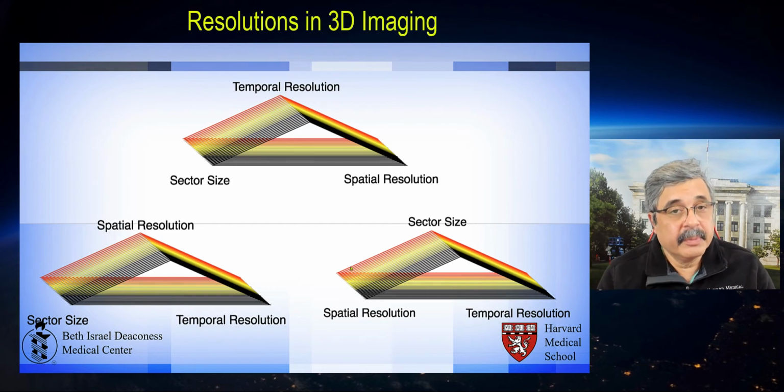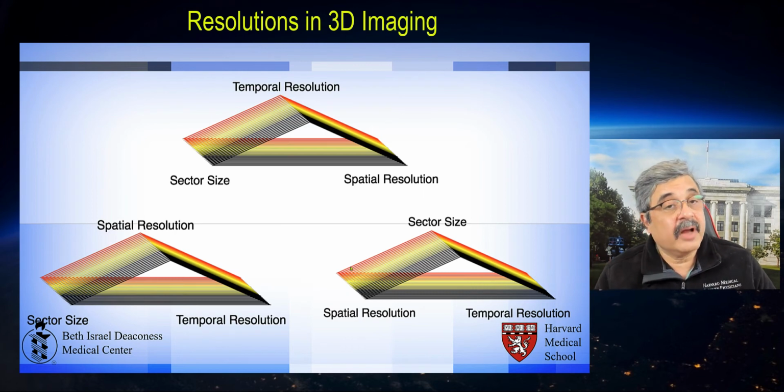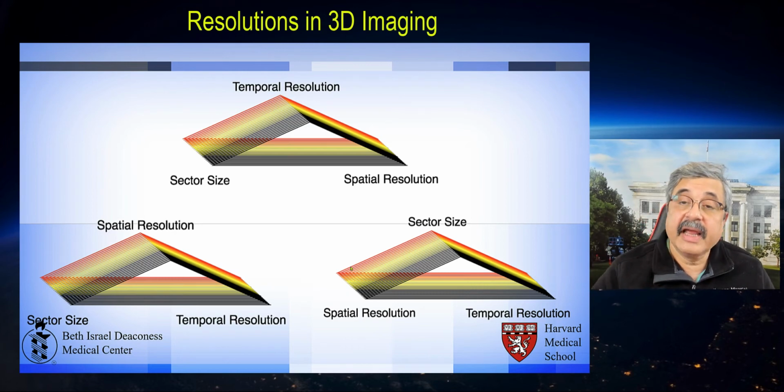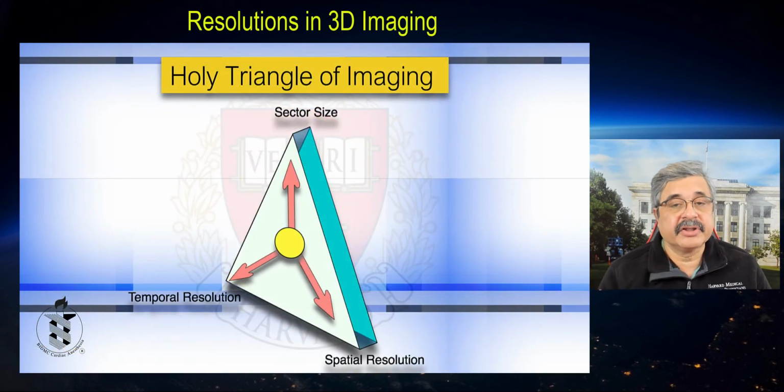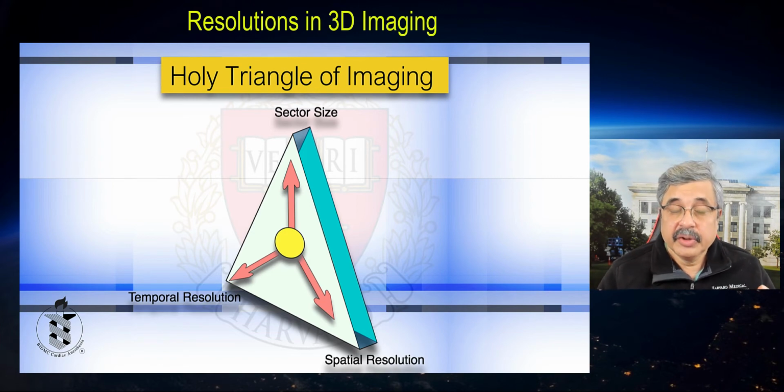If you want to improve and optimize your temporal resolution, there will be a sacrifice in sector size and spatial resolution. The same goes for spatial resolution. And lastly, having a large sector size will obviously reduce your spatial and temporal resolution simultaneously. Therefore, it brings us to the holy triangle of imaging, which means you cannot have the best of everything in three-dimensional imaging. You have to know what you really want to see: either the sector size, spatial resolution, or temporal resolution.